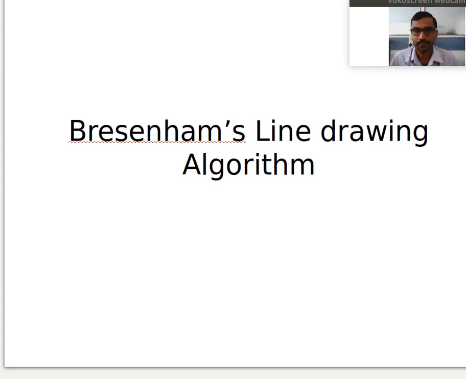Good morning all. Today we'll see the second algorithm for line drawing, that is Bresenham's line drawing algorithm. Yesterday we saw the DDA line drawing algorithm, which has some drawbacks: a rounding operation is used, and because of that rounding, errors are introduced in pixel calculation. Another drawback is that it uses floating point arithmetic in the calculation of the pixel positions. Keeping these points in mind, we can study Bresenham's line drawing algorithm to remove these drawbacks.